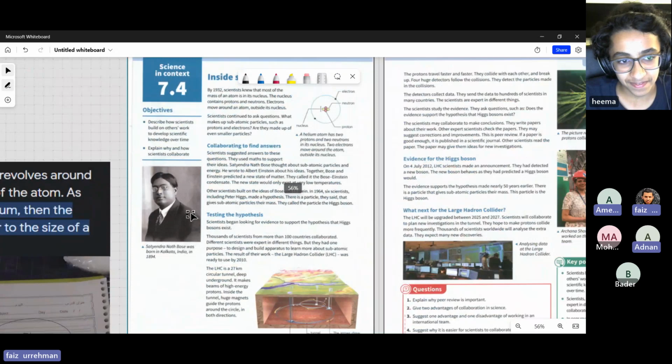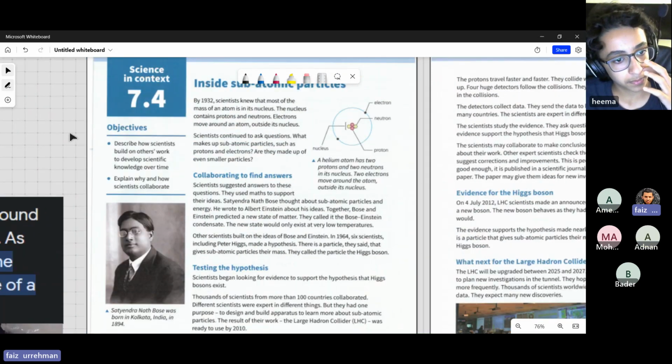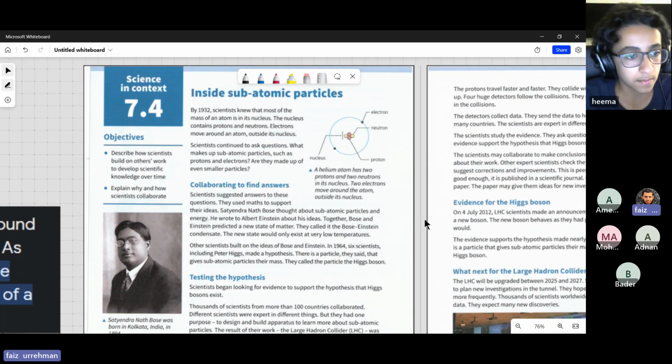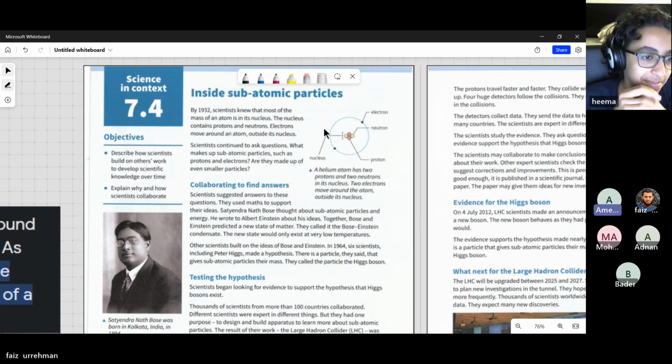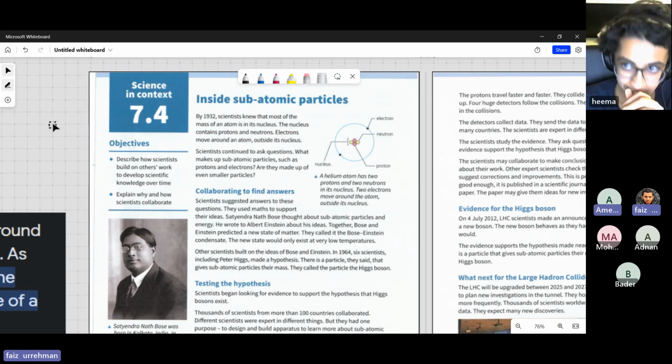9999, 10,000. Satyendra Bose was born in Kolkata, India in 1894. Now, finally, India has entered the chat. Okay, inside. I thought this is written in India, but this is written inside. Sorry, Manish. I see India everywhere. Inside subatomic particles.